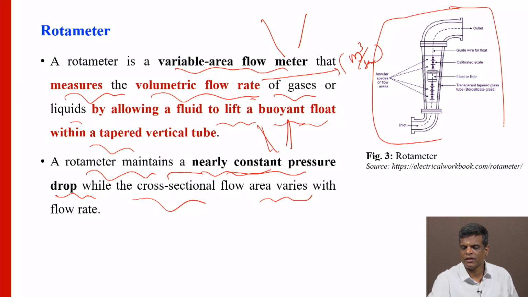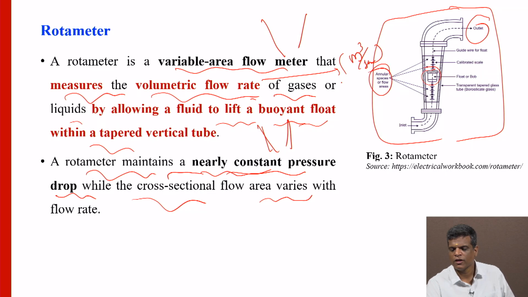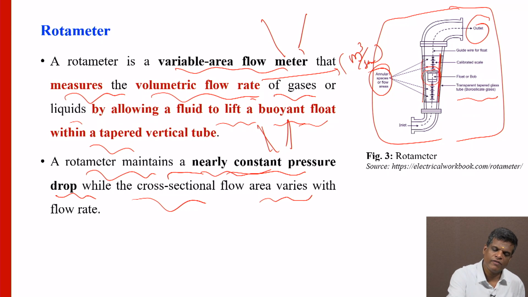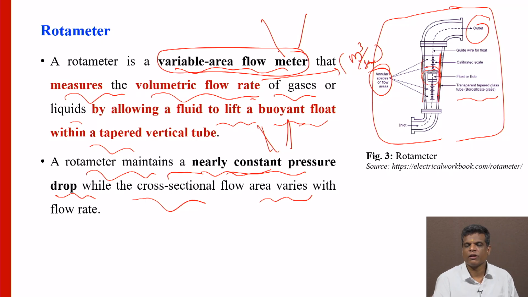In the figure given here of the rotameter, there is an inlet, and this one is a float. You pass the fluid through, and it comes out as an outlet here, and the outside is the annular flow. The outside is a very transparent tapered glass tube, so we can always see what is happening here. So the rotameter is a variable area flow meter, and the area keeps on changing.